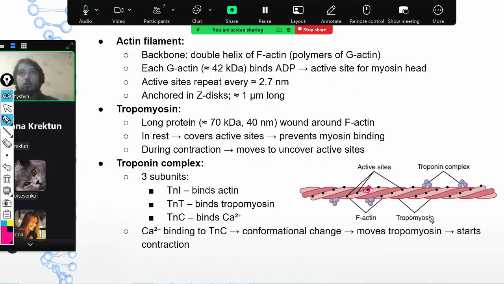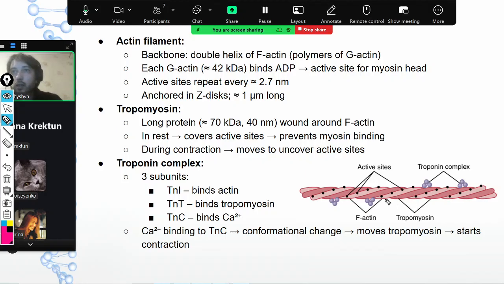Tropomyosin is a long protein wound around the F-actin, and at rest it covers active sites, and thus it prevents myosin binding. So myosin at rest cannot seize those active sites, and it cannot bind to this sort of complex. While during contraction it slides a little bit and reveals the active sites.